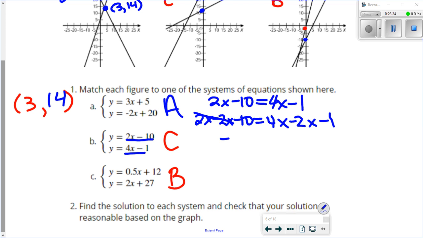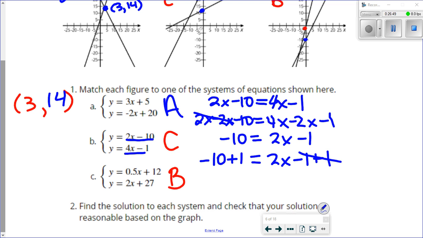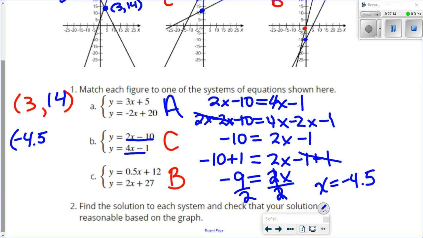I got a 0 pair on the left, so I have negative 10. 4x minus 2x gives me 2x on the right, minus 1. Then I'm going to go ahead and add 1 to both sides to balance the equation and to eliminate my minus 1 from the right. And I get negative 10 plus 1, which is negative 9, equals 2x. And then last but not least, to solve for x, I need to divide by 2. When I divide negative 9 by 2, I get negative 4.5 for x. So now I have a solution for x, negative 4.5.